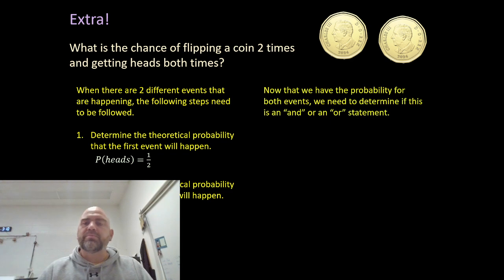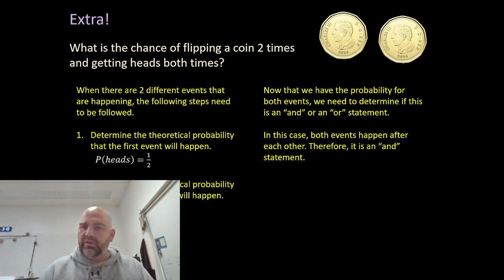Now that we know those probabilities for the events, we have to determine: is it an and or an or statement? In this case, we are trying to get a heads and another heads. In other words, we're trying to get the two same things in a row, and they are separate events, but they are tied together. Both events happen after each other. Therefore, it is an and statement. We want a heads and a second heads.